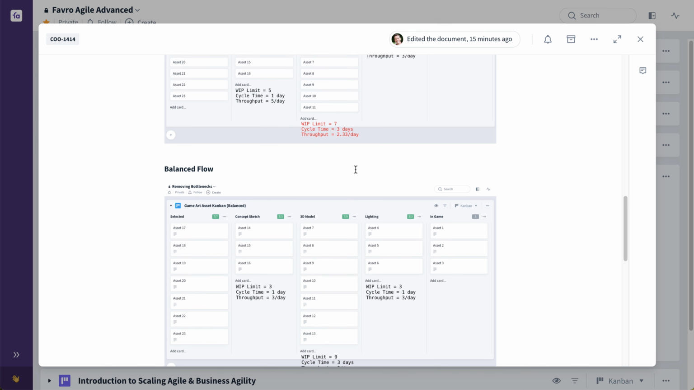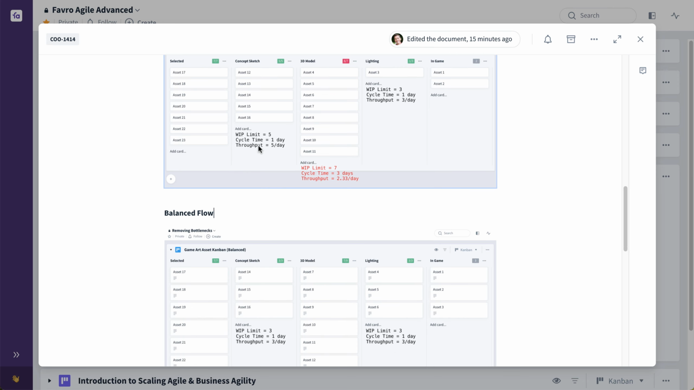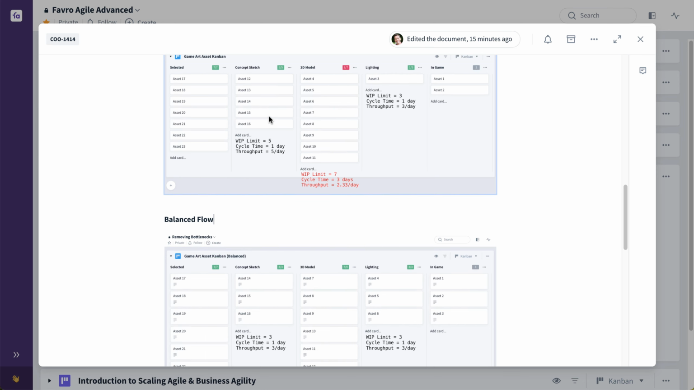So we've determined that we have an unbalanced flow. We have too high of a throughput here at the concept stage, which is overwhelming the 3D modeling stage, which is in turn starving the lighting stage. So what we need to do to fix this is simply balance the flow. Here where we had our highest throughput, 5 per day, we're simply going to subordinate the concept sketch stage, and we're going to take maybe 2 concept artists and swap those out. Maybe they're T-shaped.